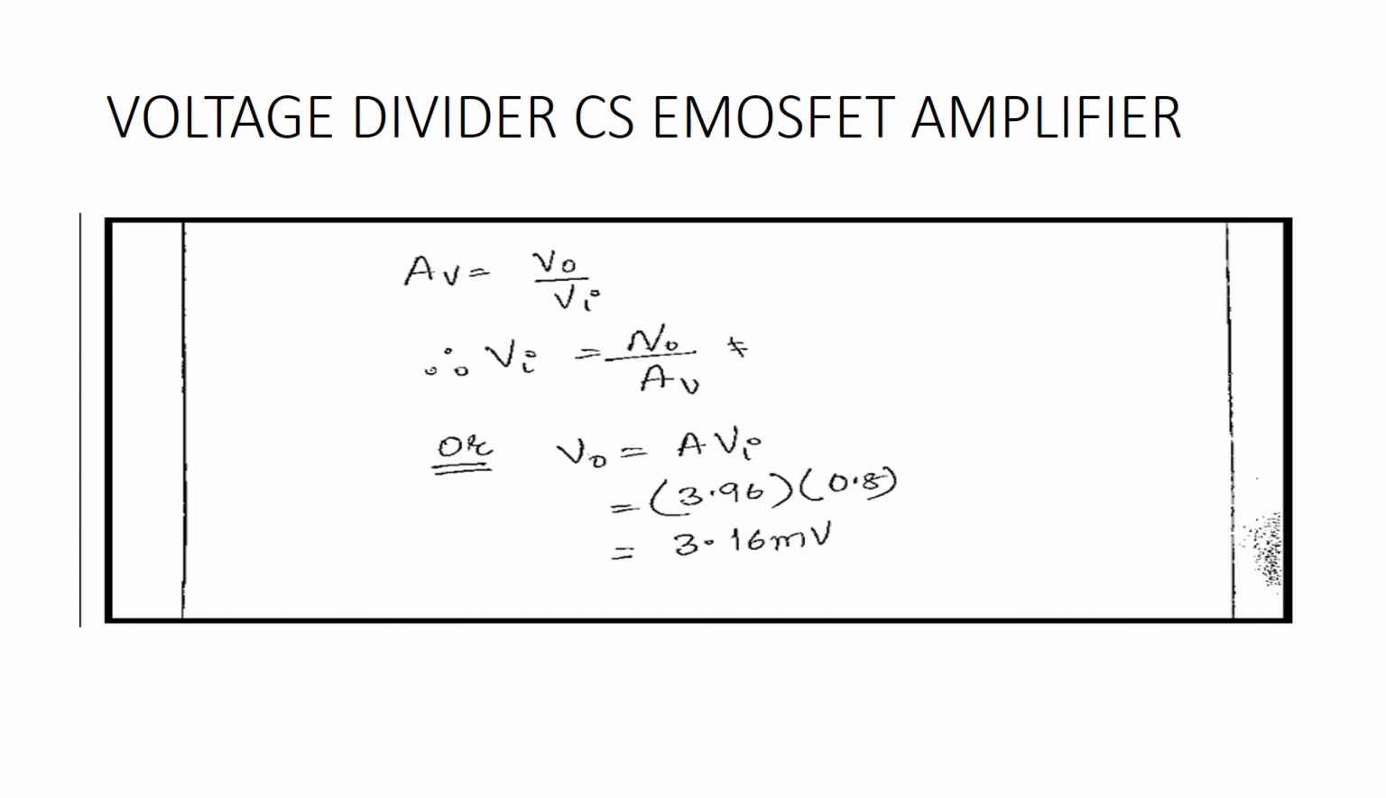So voltage divider E-MOSFET, again we are comparing, trying to see how this voltage gain has come. If we know the two parameters, that is the voltage gain and the input voltage, what will be our output voltage? So V0, use the relation V0 is equal to A times Vi, and calculate the answer. So end of session.